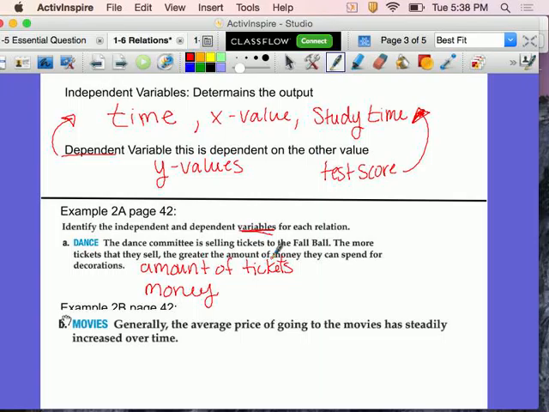Well, the amount of money they make, or that they can spend, I should say money spent, on decorations. Because there's lots of types of money in this problem. And that can really depend. Okay, so the money spent on decorations depends on how many tickets they sell. So money spent on decorations is the dependent variable.